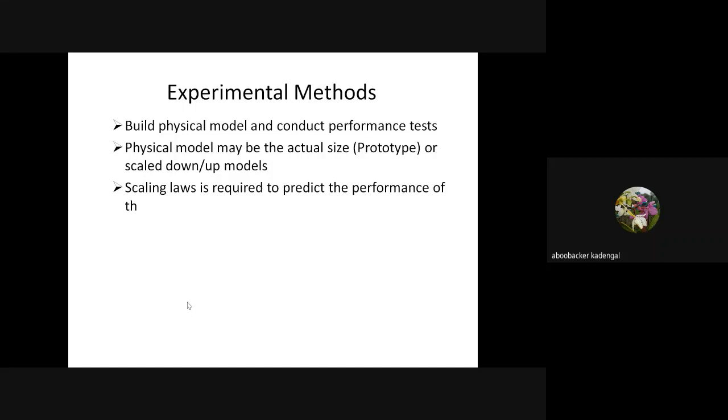Scaling laws are required to predict the performance of the actual size model, because the test model is not of actual size. We have to use the scaling laws to predict the results. But one drawback of the experimental approach is that it is costly in terms of money and time. It will take a lot of time to make the physical model, and a lot of resources.